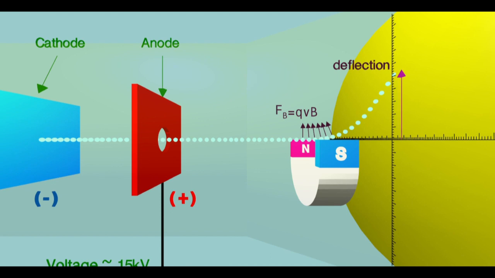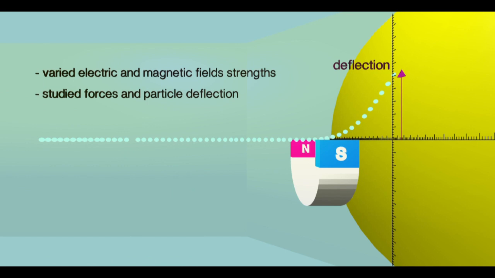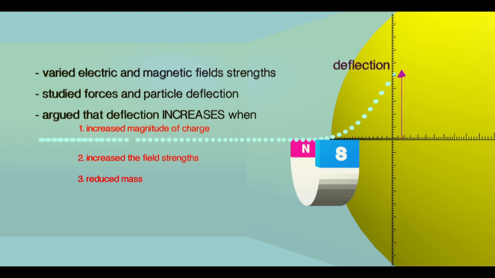But besides these forces, don't we also have gravity? So why aren't we considering it here? We'll get the answer in a couple of minutes. So back to the experiment. Thomson essentially varied these electric and magnetic field strengths and studied the forces and the particle deflection due to them.